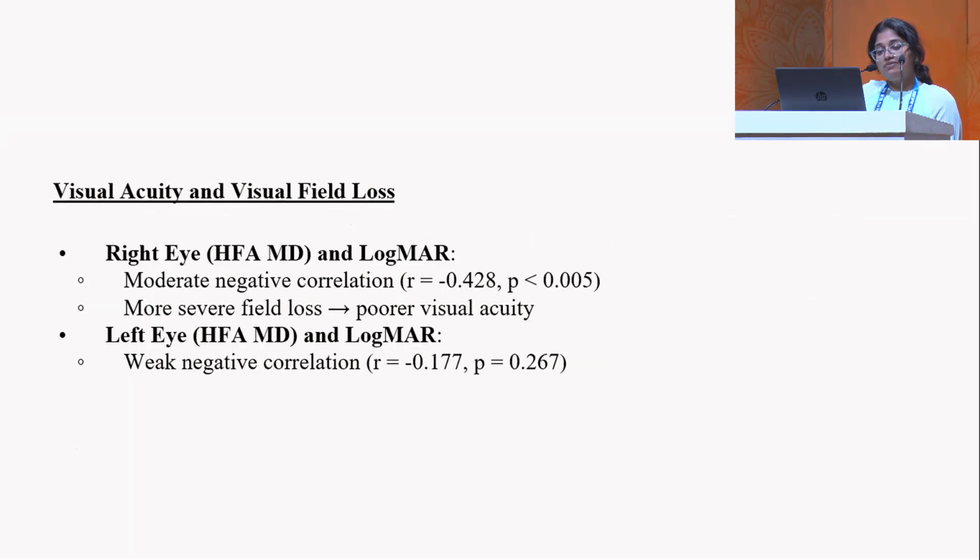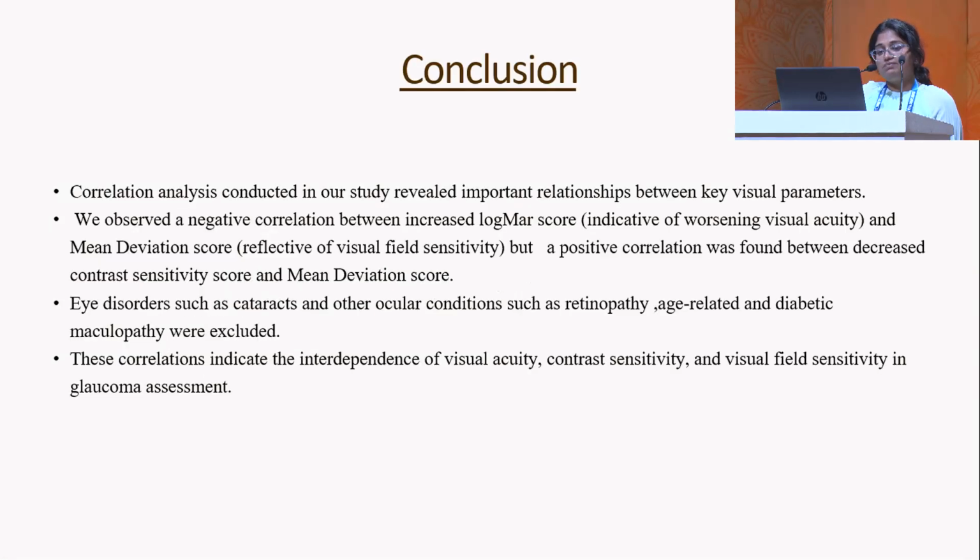Visual acuity and visual field loss show a moderate negative correlation in both the eyes. Concluding, the correlation analysis conducted in our study revealed important relations between key visual parameters. We observed a negative correlation between the increased logMAR score and mean deviation score, but a positive correlation was found between the decreased contrast sensitivity score and mean deviation score.